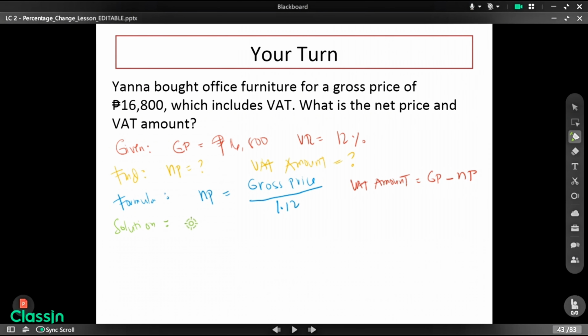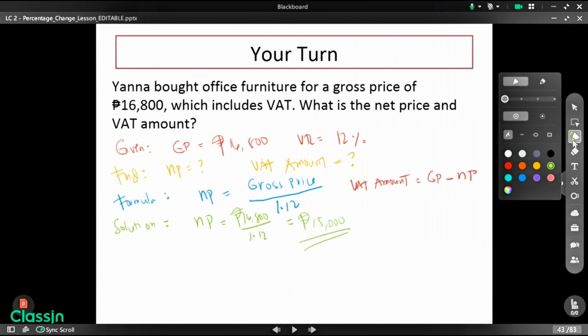Let's start with the net price. So it will be 16,800 pesos divided by 1.12. The answer is 15,000 pesos. So the net price of the furniture is 15,000 pesos.